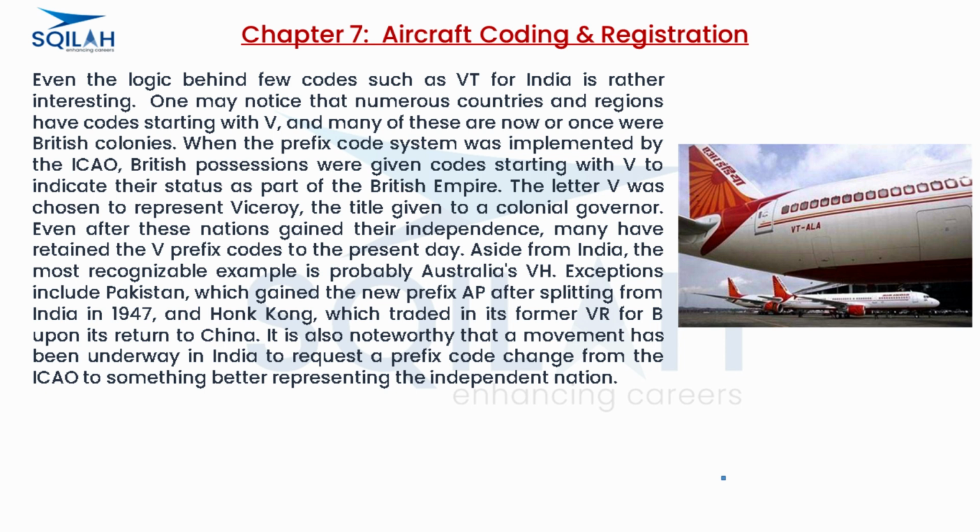Aside from India, the most recognizable example is probably Australia's VH. Exceptions include Pakistan, which gained the new prefix AP after splitting from India in 1947, and Hong Kong, which traded in its former VR for B upon its return to China. It is also noteworthy that a movement has been underway in India to request a prefix code change from the ICAO to something better representing the independent nation.